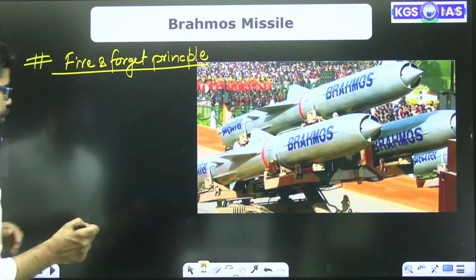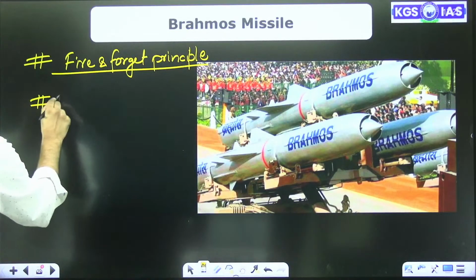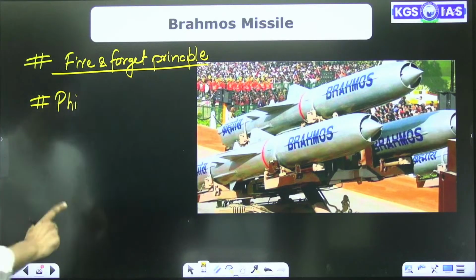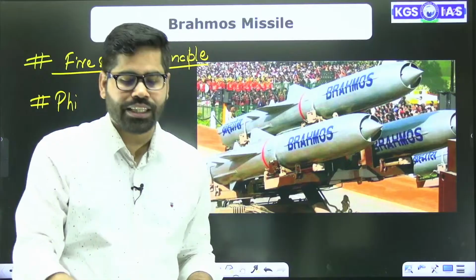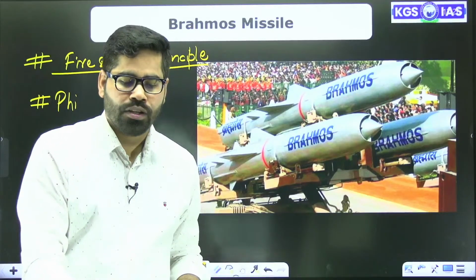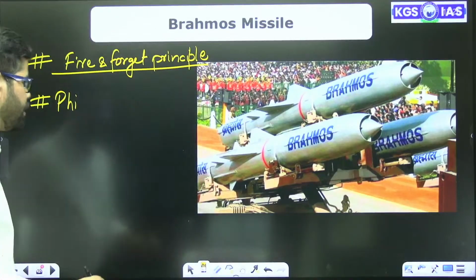Yes, correct. So the Philippines has in fact become the first country which has got this missile from India. So the Philippines has got it from India.